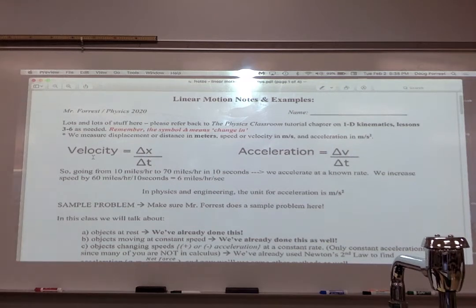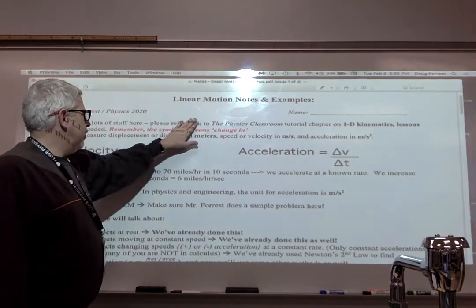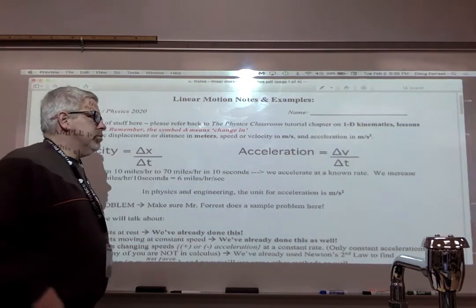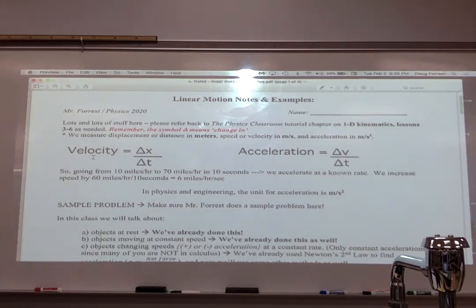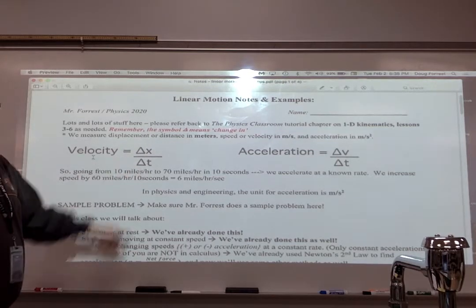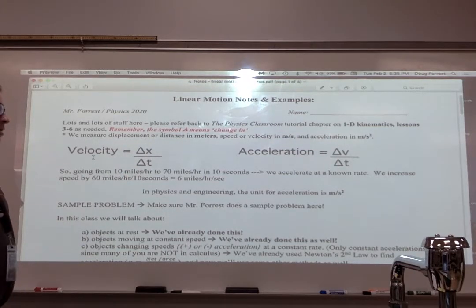So I want to just refresh your memory that, first of all, if you have extra questions, the physics classroom tutorial on 1D kinematics lessons 3 through 6 is a place you can go. So you can decide whether you go there or not, but it's very helpful. The other thing is I want you to remember that this triangle symbol means change in or difference in. So that's the Greek symbol delta. So sometimes you hear people talking about, well, there's a big delta in that. It just means there's a big change. Yeah, you'll hear it from time to time.